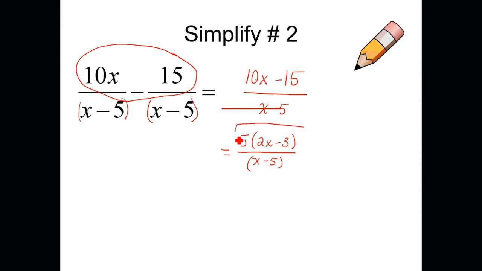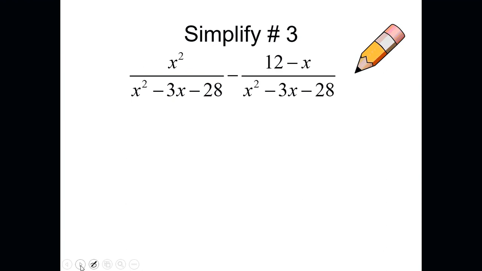So this is my simplified answer for number 2. Okay, let's take a look at the third one. Be careful on this one. We again are subtracting, but we're subtracting 2 terms over here. Notice how the denominator of each fraction is already the same. So we know we already have common denominators.